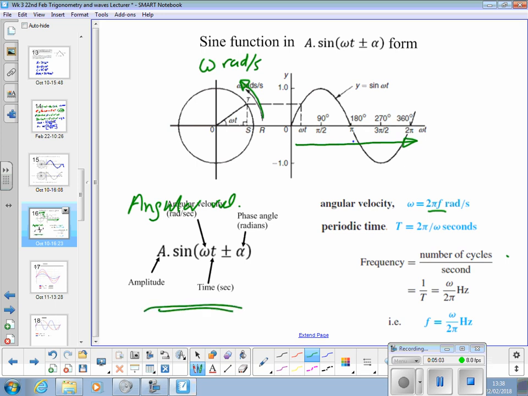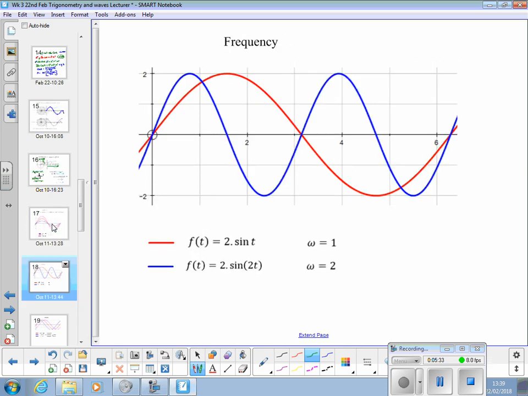For a sine function, where the A in front here is the amplitude, the height of the peak, times the sine of omega, which is the angular velocity in radians per second, t is time in seconds, and then the plus or minus alpha.